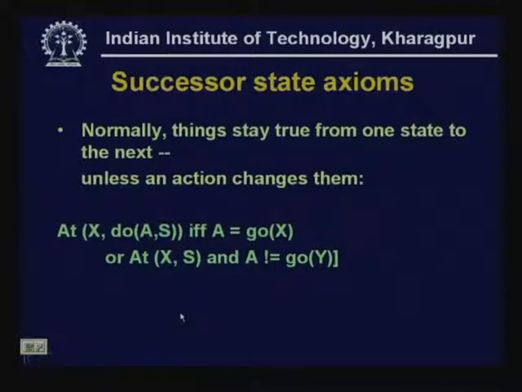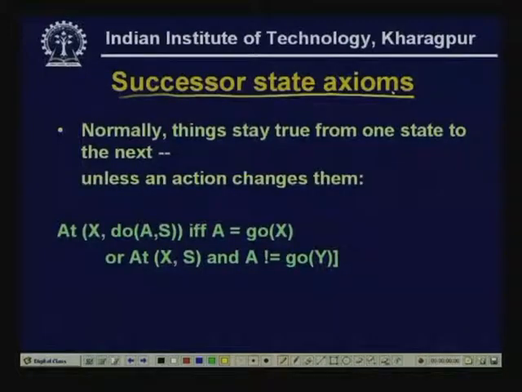If we confine ourselves to the framework of logical reasoning, then we have to capture the frame problem using a set of rules. These rules can be captured by a set of axioms which we call the successor state axioms. Successor state axioms encode the fact that normally things stay true from one state to the next unless an action changes them.